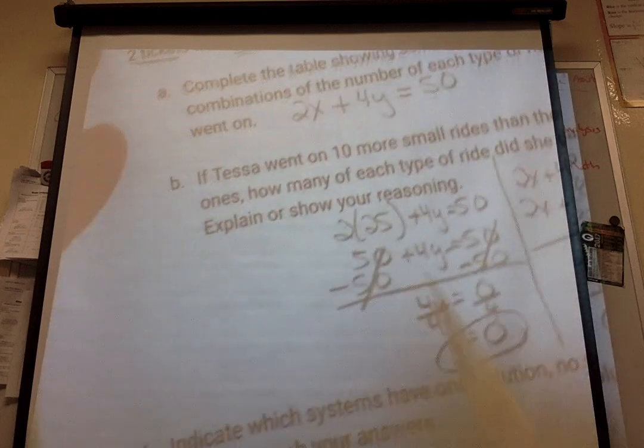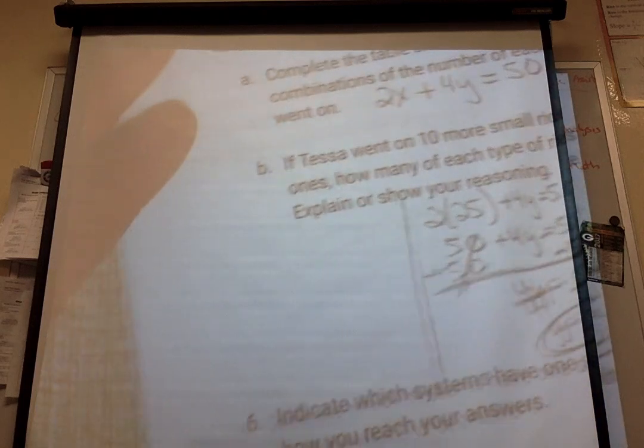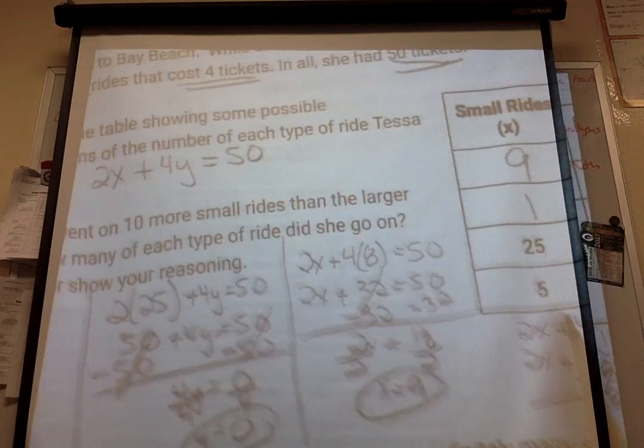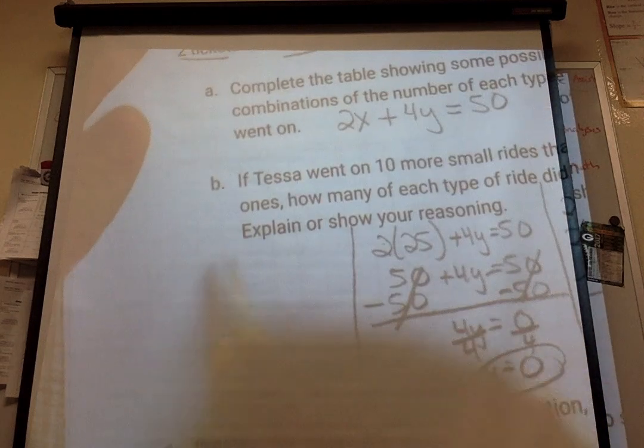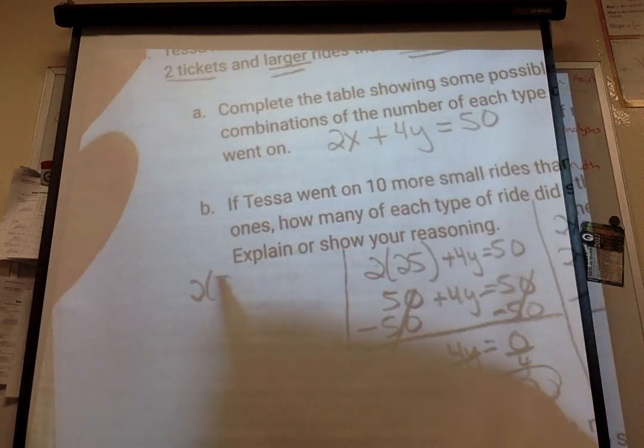Then our last one. Our last one, they're telling us there's 5. We went on 5 small rides. So I'm going to put 5 in for x. So our equation would be 2 times 5 plus 4y equals 50.